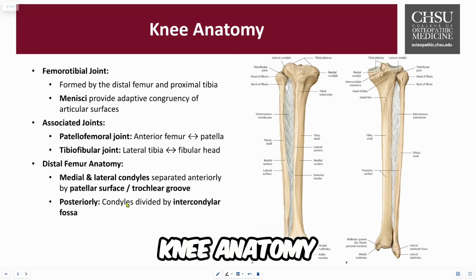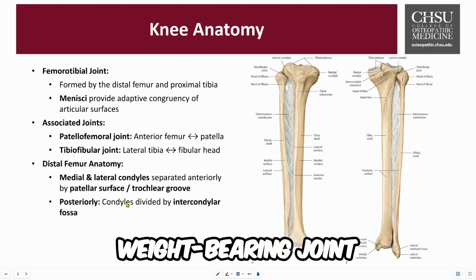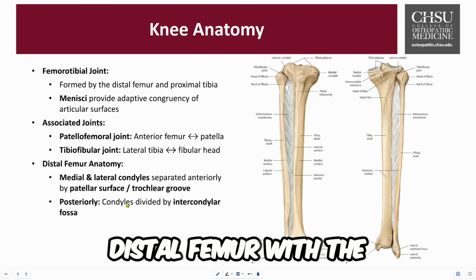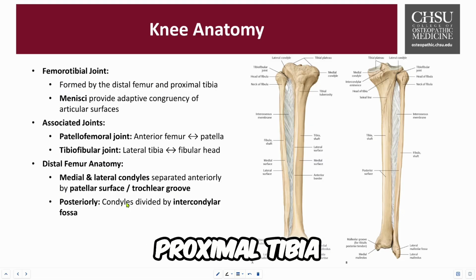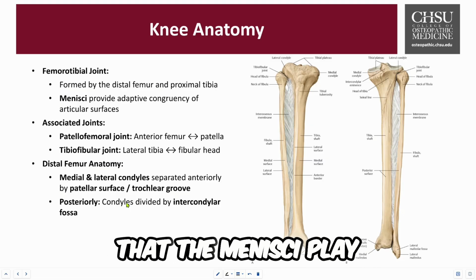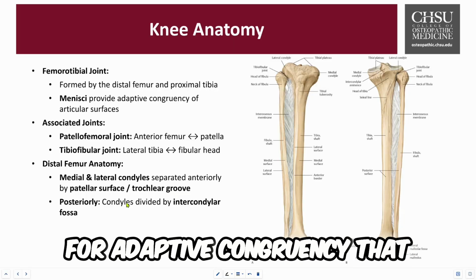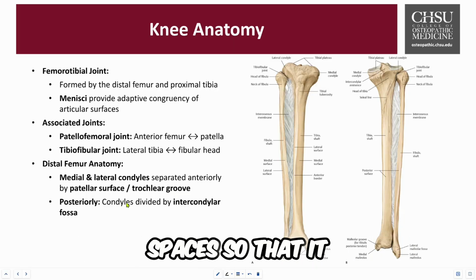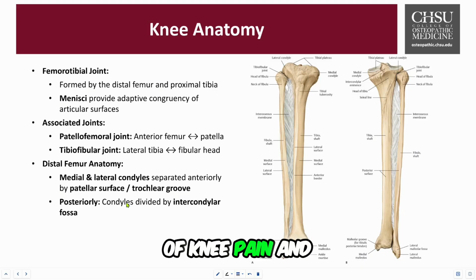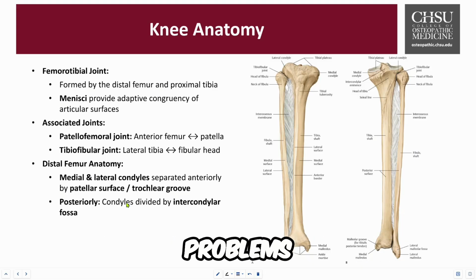Here we have the knee anatomy. The primary joint, which is the main weight-bearing joint, is called the femorotibial joint. This is the region where you combine the distal femur with the proximal tibia. The menisci play a very important role in adaptive congruency, helping fill out the spaces so that it fits properly. Damage to the menisci is a common cause of knee pain and mechanical problems.